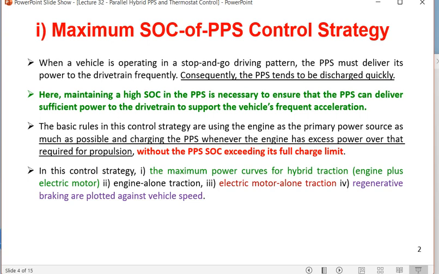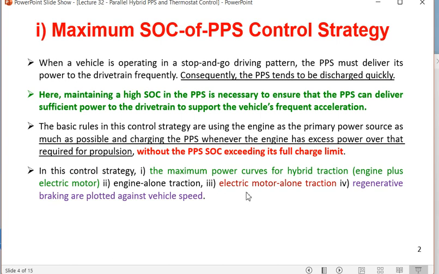So what we are going to find is that in this control strategy there will be four traction cases. The first traction case will be engine alone control. That means only the engine is providing the load power, which means the load power is quite small. The second case is electric motor alone. This is a very special case, which you have not seen. That means the electric motor only is giving the power to the load.